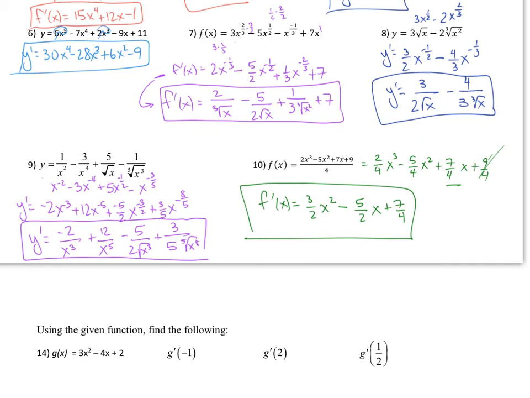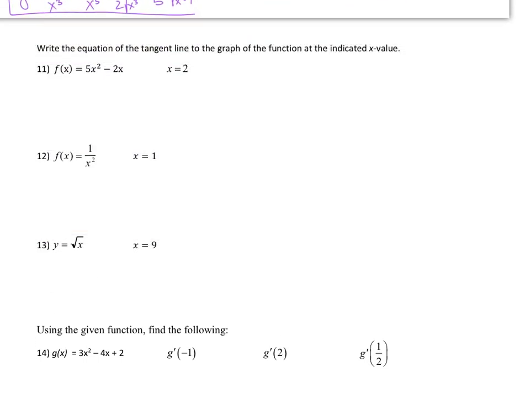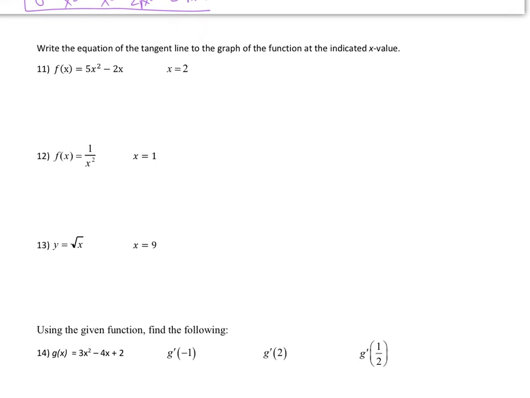Okay, so let's go ahead and move this page out of the way and take a look at the next page. And the next page is going to start with problem number 11. And on problem number 11, we've got write the equation of the tangent line of the graph at the function at the indicated x value.